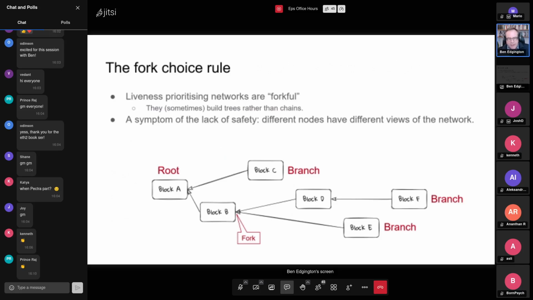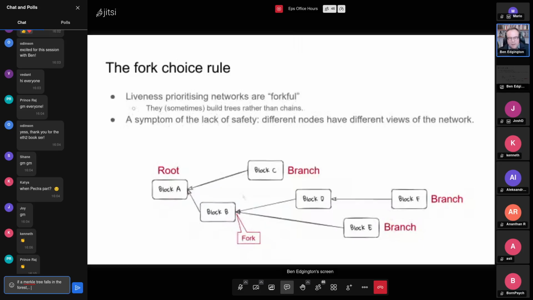And here we have a block tree depicted. We have a root, and it's lying on its side, this poor tree. It has its root at block A, and then it has branches which come off that. So a branch that ends in block C, a branch that ends in block F, a branch that ends in block E. And where there are multiple branches coming out of a block, so it has multiple descendants, we call that a fork.